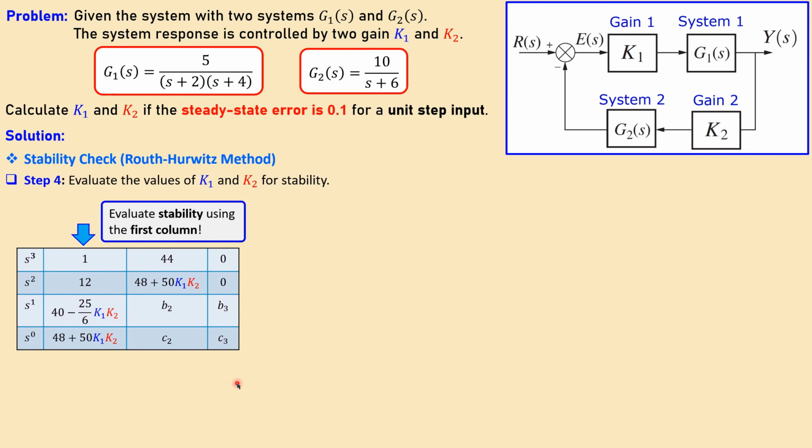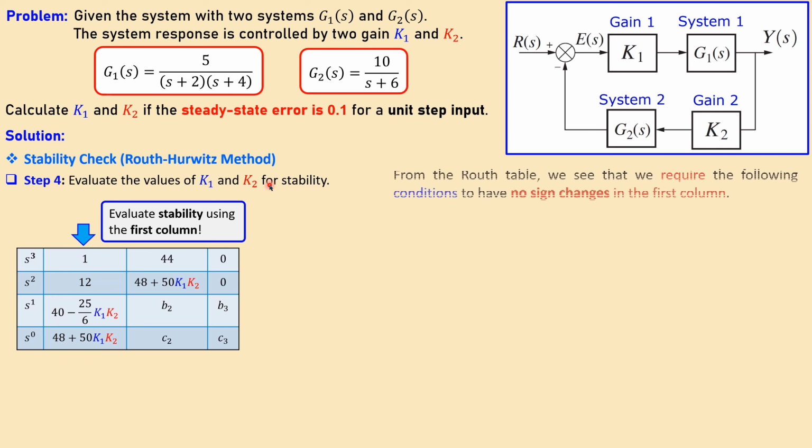So first, the column is interesting. That's the required condition for stability. Now we would like to evaluate the values of K1 and K2 for stability. Again, looking at the Routh table, the condition is that we don't want any sign changes. What do I mean by that? We start with the 1, it is positive. Then the 12 is also positive. So I need to keep the third one and also the fourth one positive.